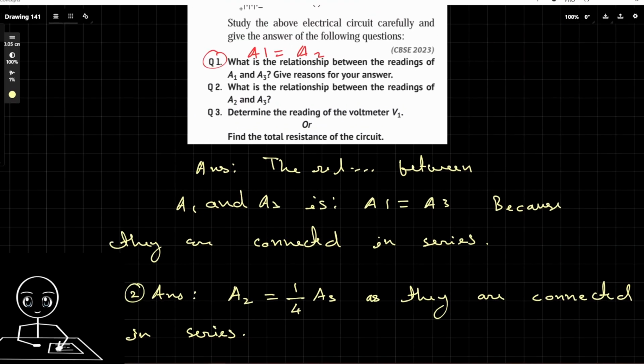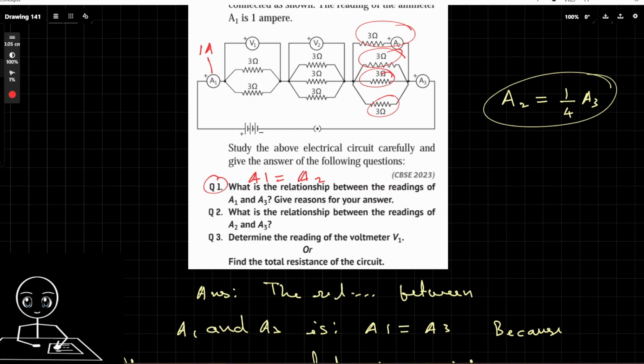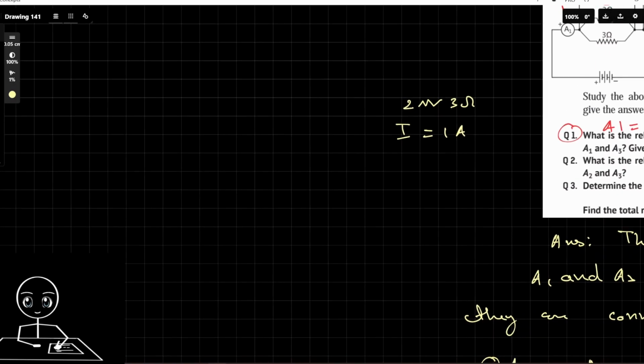Now, let's see the third question. Determine the reading of the voltmeter V1. So, here's V1. Now, what values do we have? We have two resistances of 3 ohm and we have I equal to 1 ampere. From this, we need to find the voltage. Can you guess which formula? It's very easy. V equal to IR. But before that we need to get the value of R.